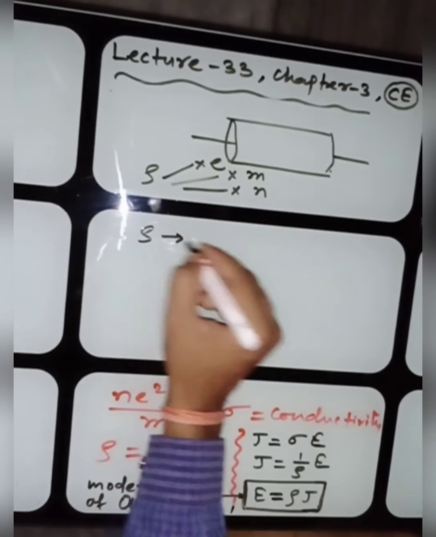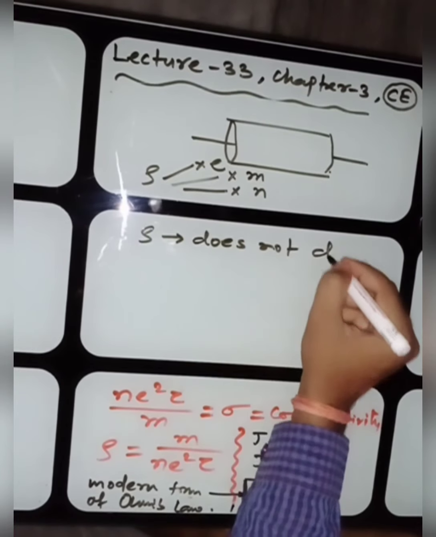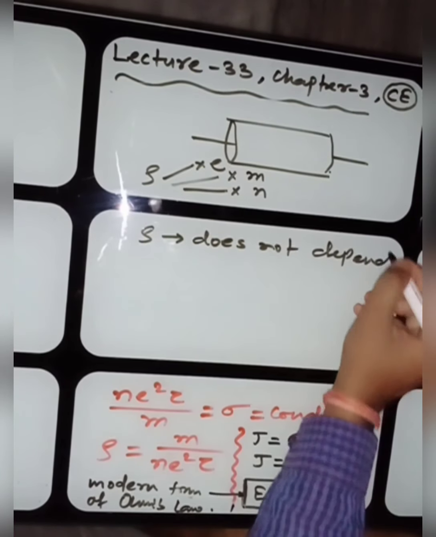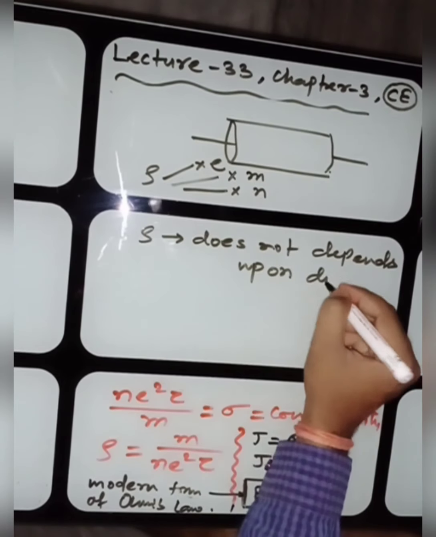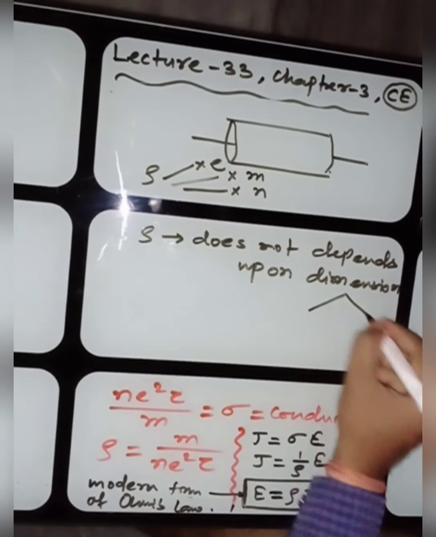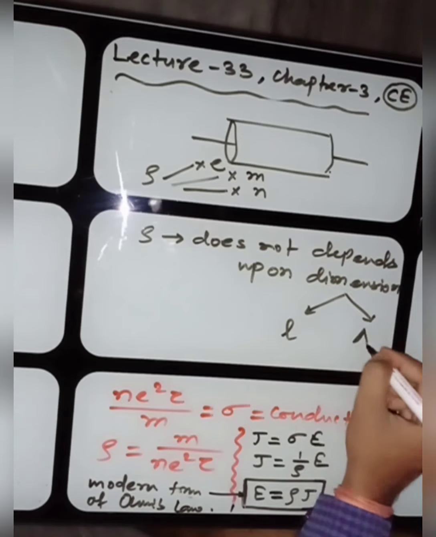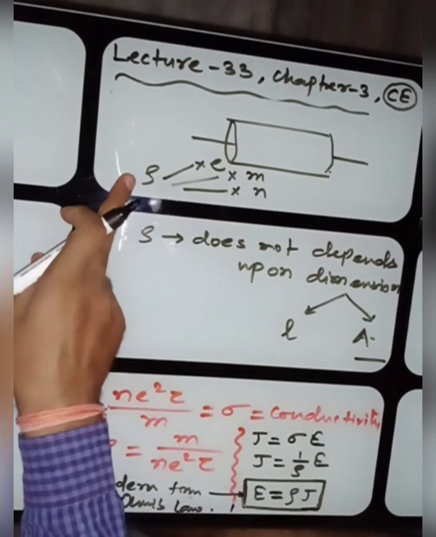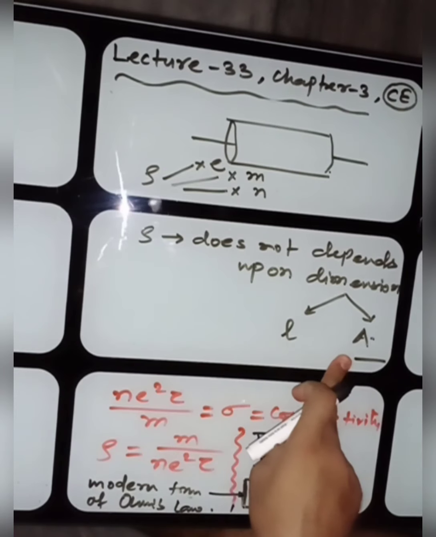Rho does not depend upon dimension, which is very important. What are the dimensions? The two physical quantities we study in dimension are length and cross-sectional area. So the resistivity is not going to be changed by changing the length or cross-sectional area.